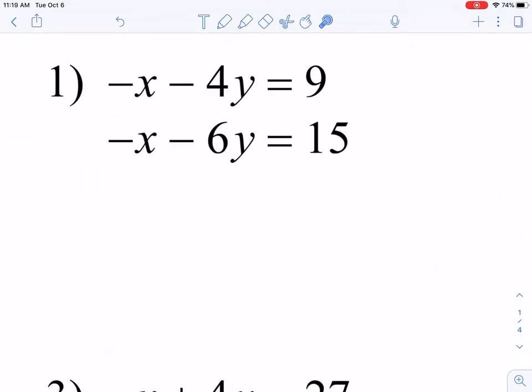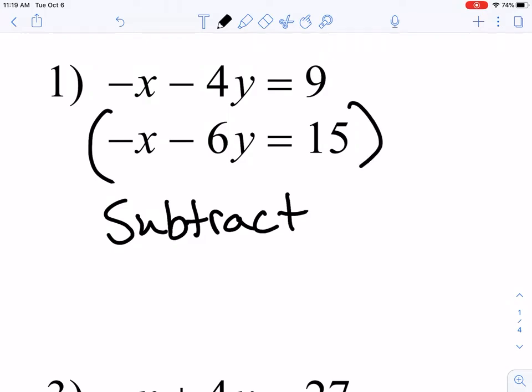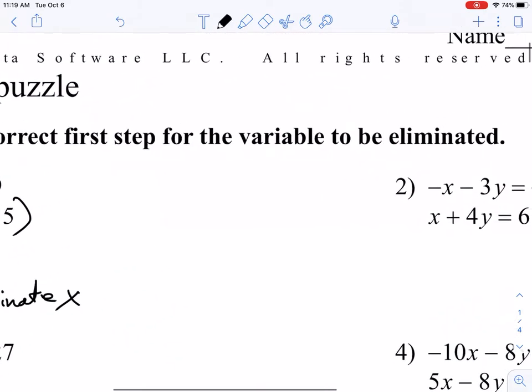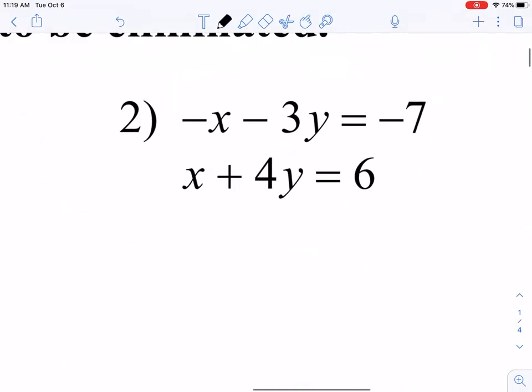So for 3.1, we're doing two things. We are going to identify if we need to add or subtract. So here our x's are going to cancel out, but they have the same sign. So in order for them to cancel out, we would need to subtract. Right? We would need to subtract our bottom equation from our top equation to eliminate x, because that's what would go away. So that's all we're identifying today. That's all we're doing in 3.1.